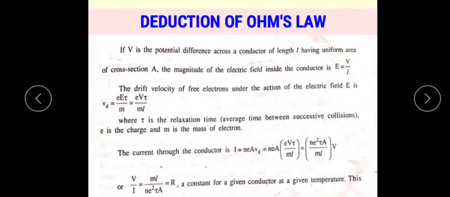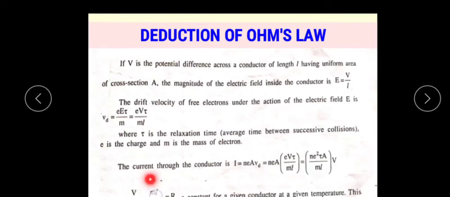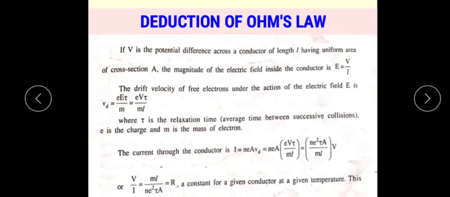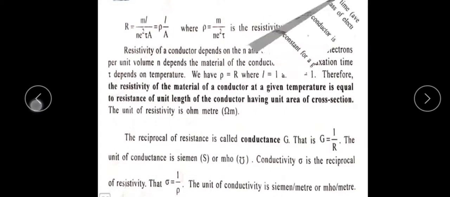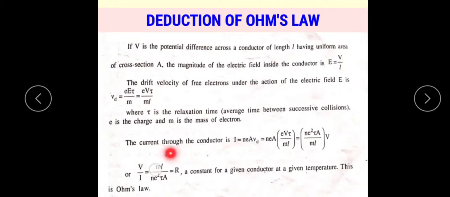There are some constant terms here. m is the mass of the electron, e is the charge. These are the constant terms. For a particular conductor at a particular temperature, this expression is considered as R. Then V by I is equal to R, that gives Ohm's law. Or if we transfer this I to the RHS, then it becomes V equal to IR. So that is the expression for Ohm's law.